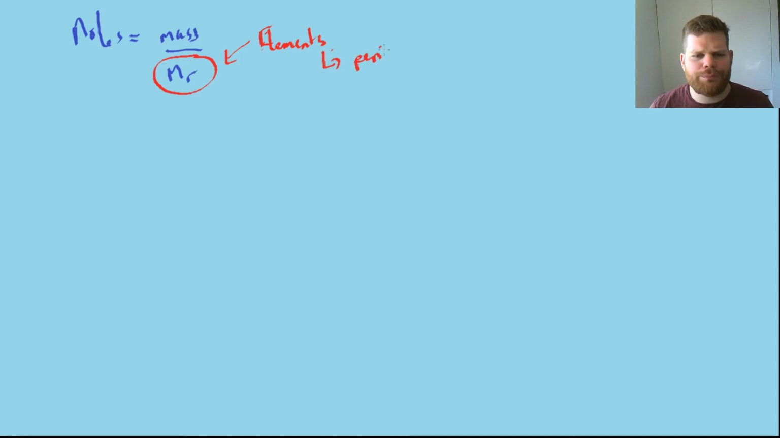In the first video we talked about this equation here, moles equals mass divided by MR. And we talked about how to do these calculations with elements. We talked about where we get this value of MR from for the elements, looking at the periodic table and getting their relative atomic mass. So we have elements, we go to the periodic table.